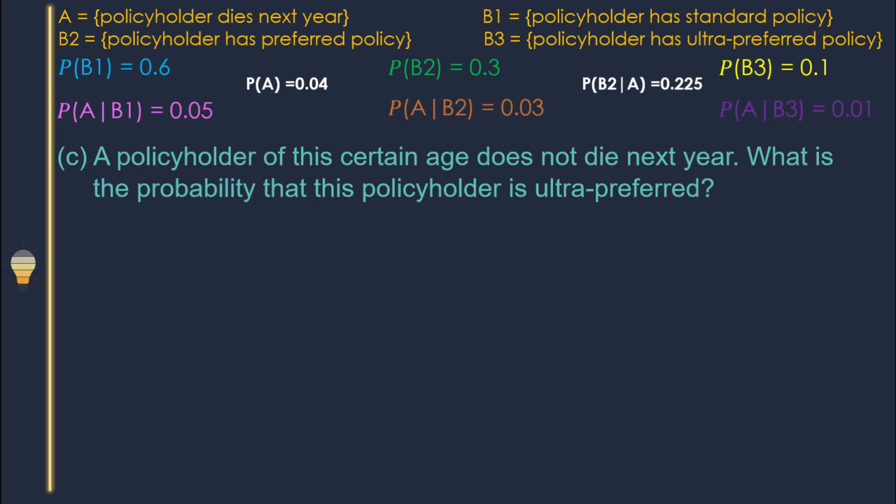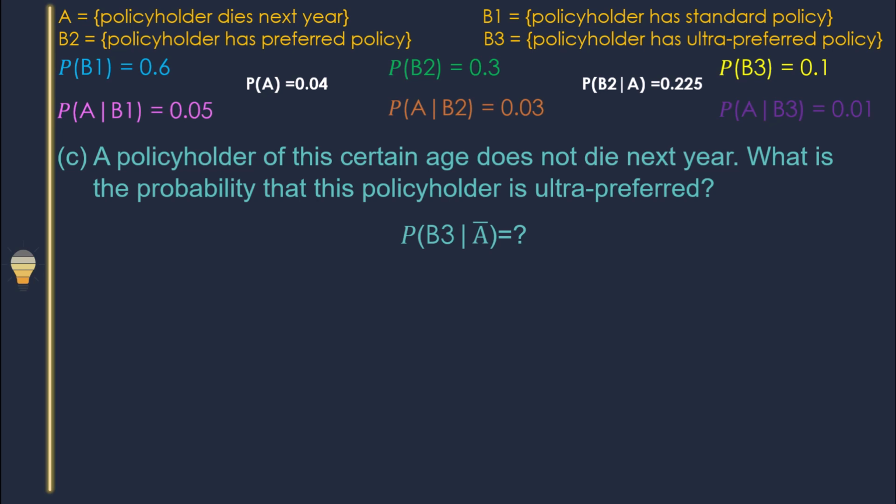Right. Go to part C. A policyholder of this certain age does not die next year. Now they talk about the group that does not die next year. Actually, there are two groups: dies next year and does not. From the group that does not die, what is the probability that this policyholder is ultra preferred? Ultra preferred is B3, and we know A is the policyholder dies next year. Then how do we write the event that the policyholder does not die next year using A? Yes, that should be A complement. Therefore, we need the probability of B3 given A complement.